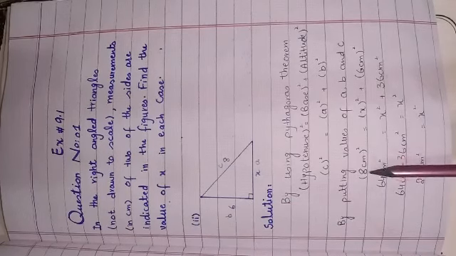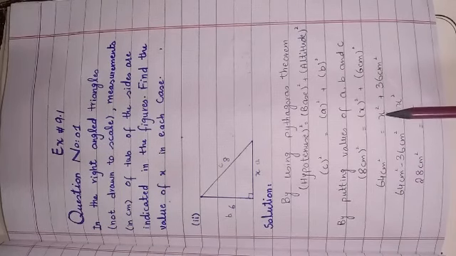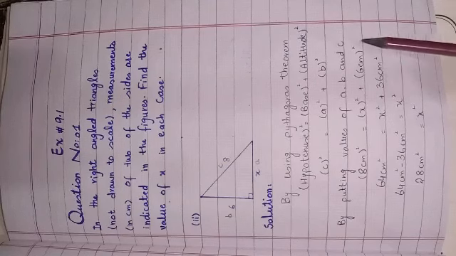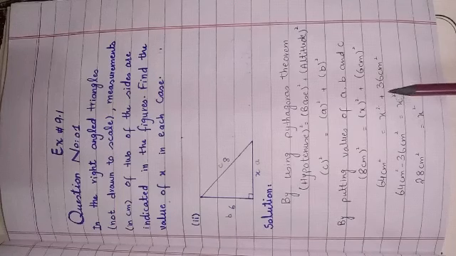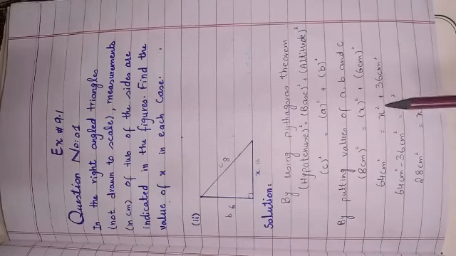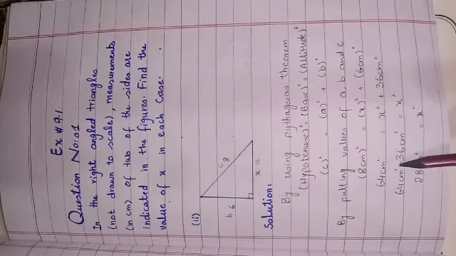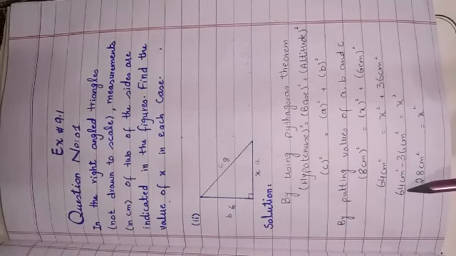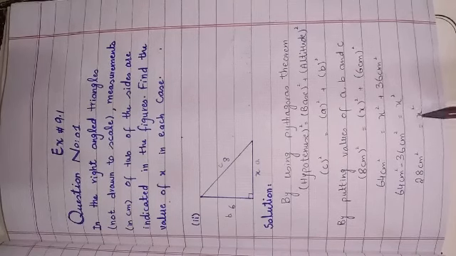Now we will open the squares. 8 centimeter whole square is equal to 64 centimeter square. X square we write as it is, and 6 centimeter whole square we write as 36 centimeter square. Now students, 36 is being added to x square. On going to the other side, it will be subtracted from 64 centimeter square. When we subtract 36 centimeter square from 64 centimeter square, we get 28 centimeter square is equal to x square.